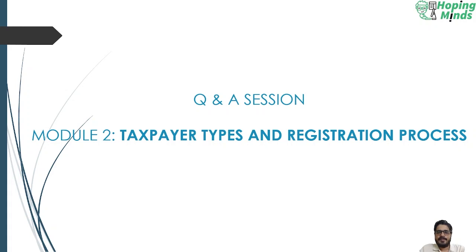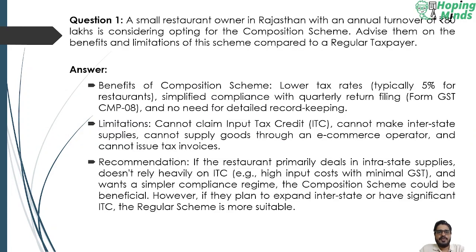So to begin with, first question: a small restaurant owner in Rajasthan with an annual turnover of rupees 80 lakhs is considering opting for composition scheme. Advise them on the benefits and limitations of this scheme compared to regular taxpayer.